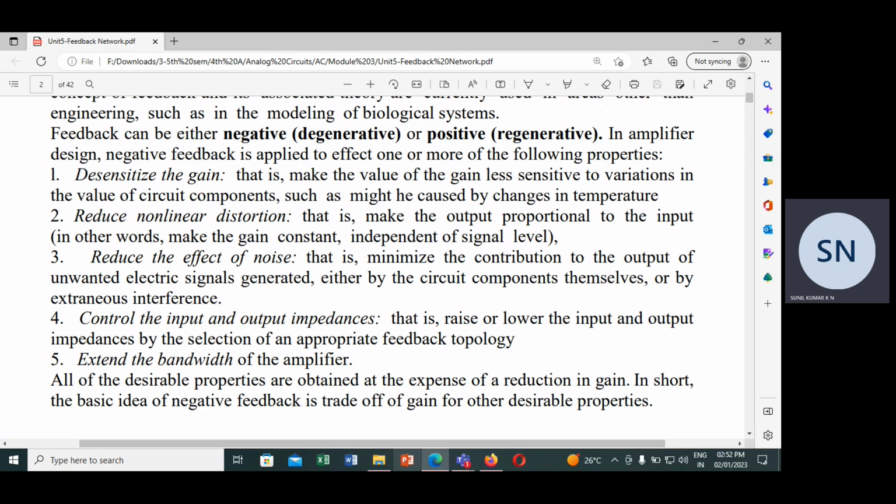FH minus FL. Normally, FL will be very low frequency, so the frequency will be in the range of 0 to 10 kilohertz at maximum. So if FH is 1 megahertz, 1 megahertz minus 10 kilohertz means 990 kilohertz. That means it is approximately equal to 1 megahertz.